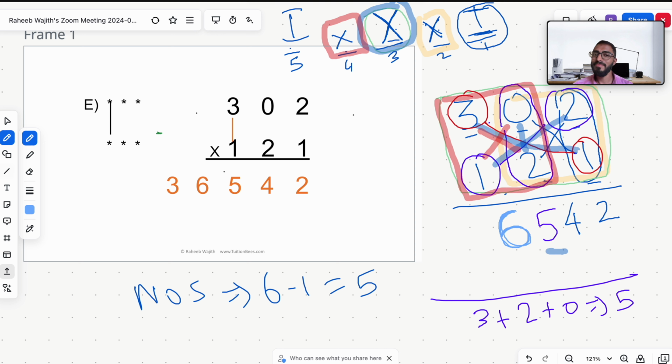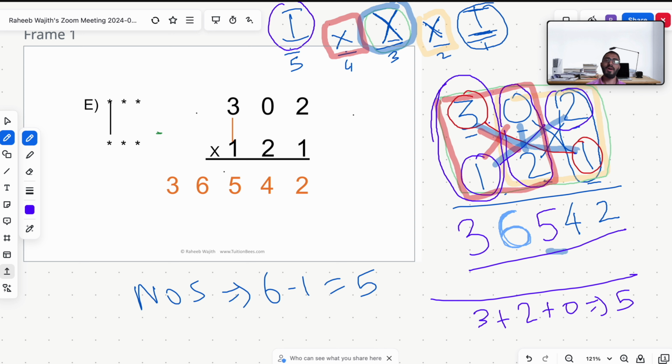Now finally, this I, which is here, this is the last step. So what should we do? We should multiply these two numbers. 3 into 1 is what? 3. So here is your answer: 3, 6, 5, 4, 2. I hope everybody understood. If you're still having doubt, I would request you to watch the video once again.